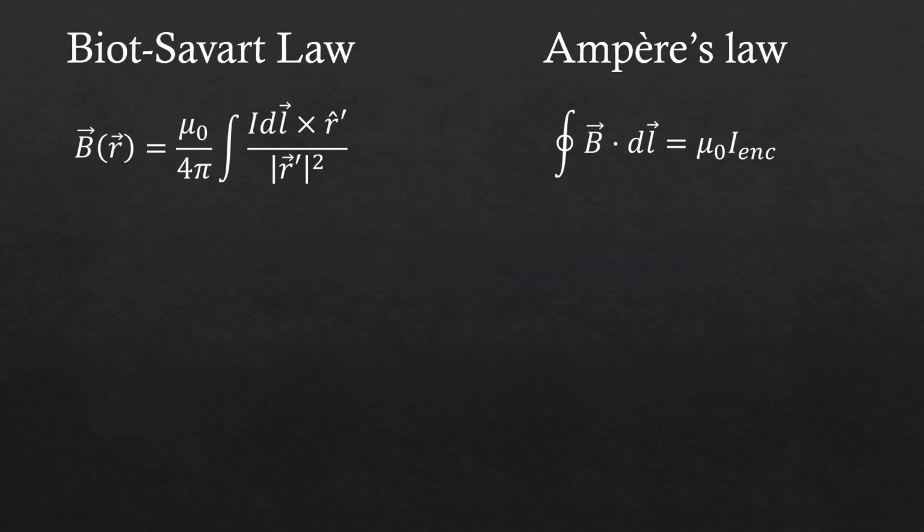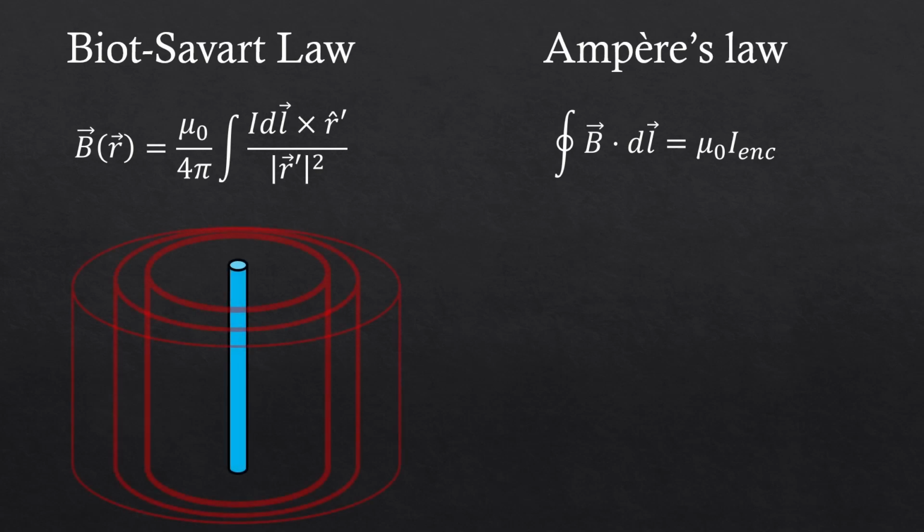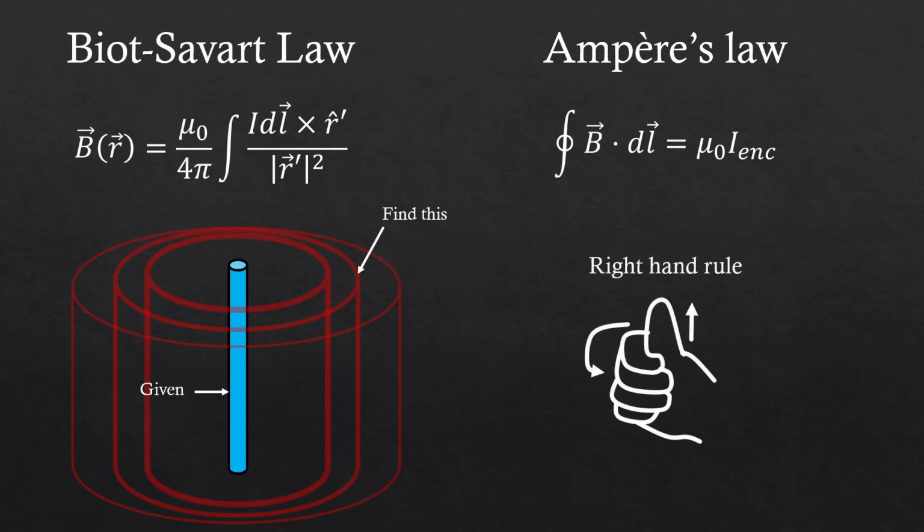I'll go straight to this fact. Use Biot-Savart law to find magnetic field when current is given. So say a rod where current is flowing is given. You have to find the magnetic field that's circling around it. You all know that magnetic fields flow around the current, right? According to the right-hand rule.